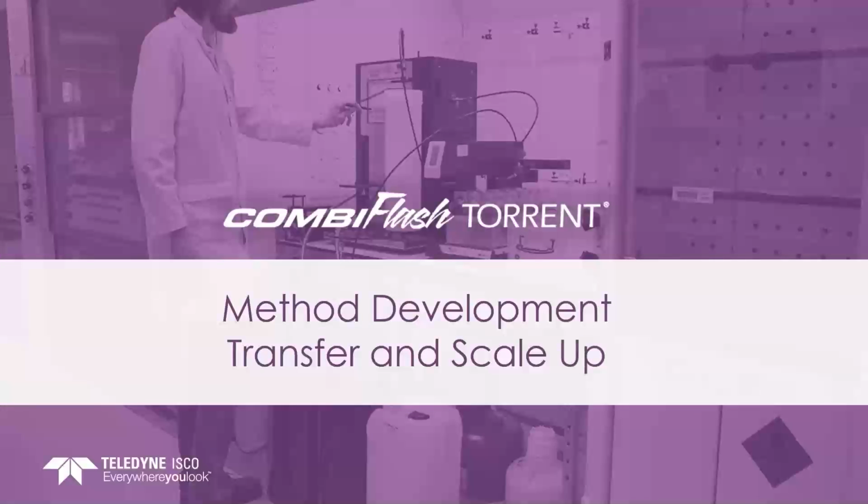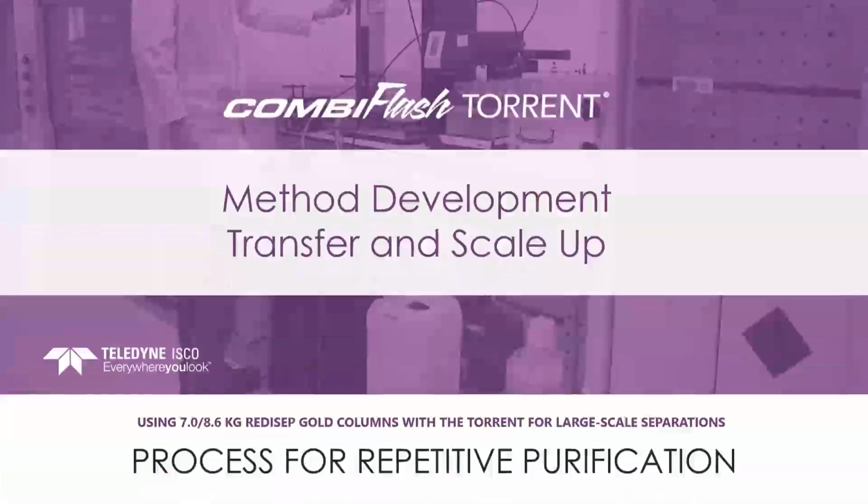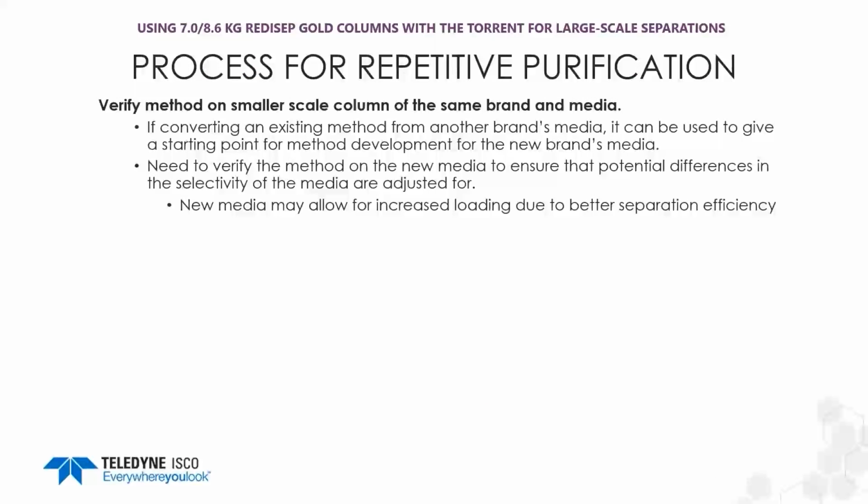So moving on to the next segment of our talk, we're going to discuss method development, so how to transfer from the smaller column and scale up to our large. As we discussed earlier in the steps of the process for our scale-up purification, one of the things we want to do is verify that the method works on the small scale flash column. This is particularly important when you're converting a separation from another media. So maybe you're moving from RediSep silver to RediSep Gold silica for your purification, or you're moving from a competitor's brand to our RediSep Gold because of the advantages in sample loading and increasing your potential throughput for separation.